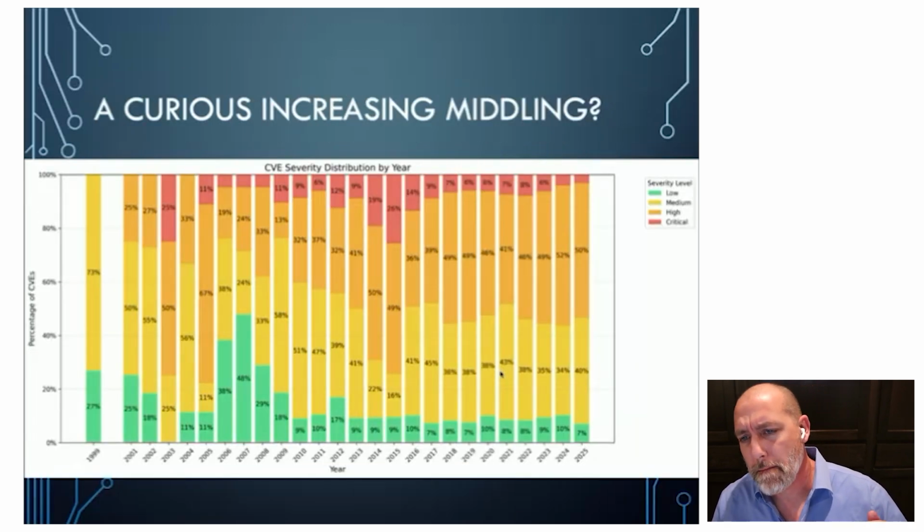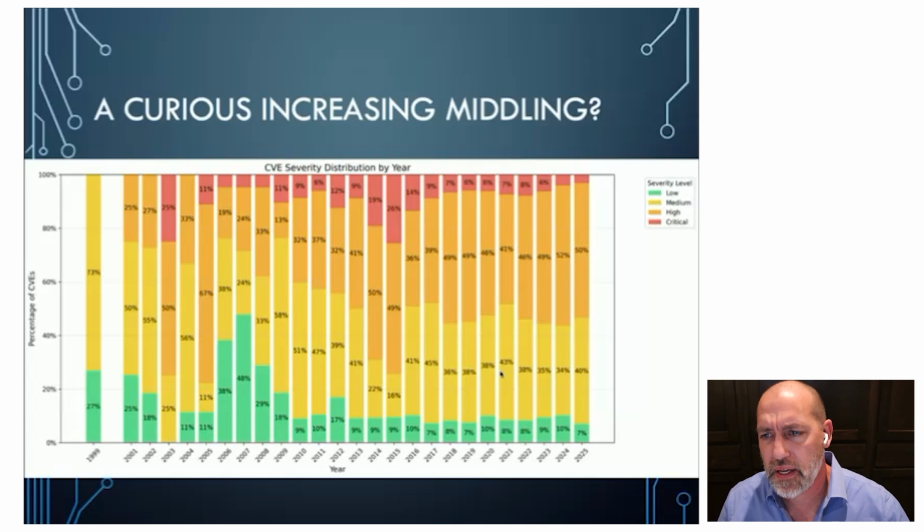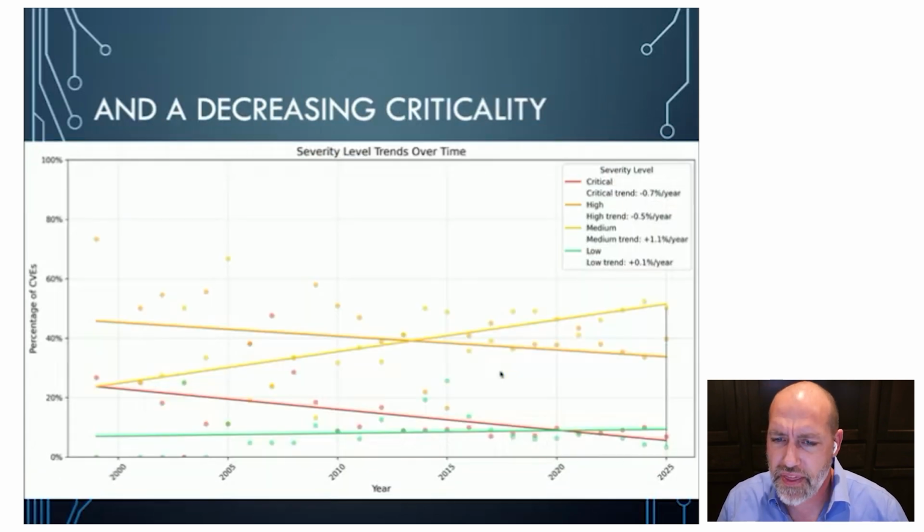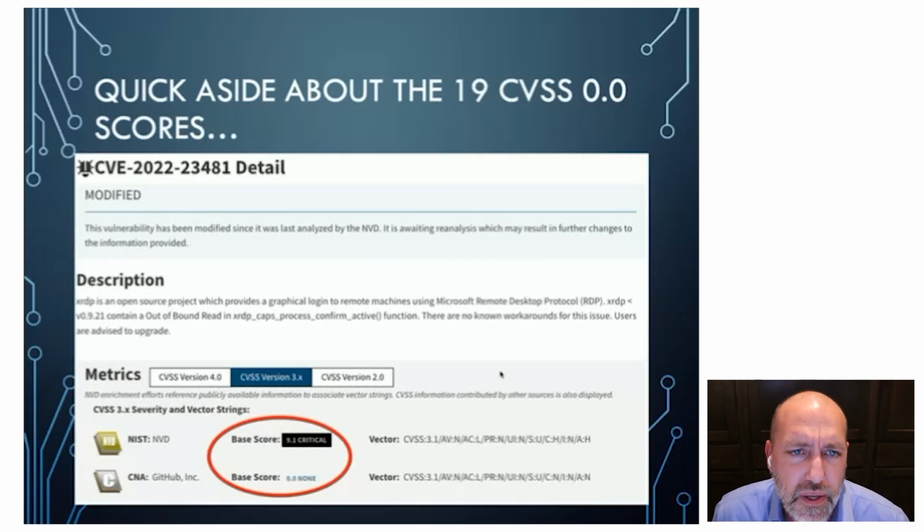We're also seeing a great middling of the data, which is actually backed up by this graph. If you notice, the trend line is up for medium and down for basically everything else, maybe slightly higher for low. But the great middling is probably because it just turns out people are more likely to hit certain numbers than other numbers. So there were 19 CVSS values of 0.0.